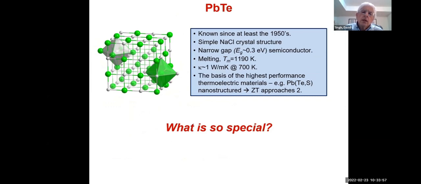So I want to illustrate that by speaking about lead telluride, which is a known good thermoelectric material that shows high thermoelectric performance, nowadays approaching 2. It has the rock salt crystal structure, so it's fairly simple. It's a narrow gap semiconductor. And so we can hope to not only calculate things, but also get some understanding of things.